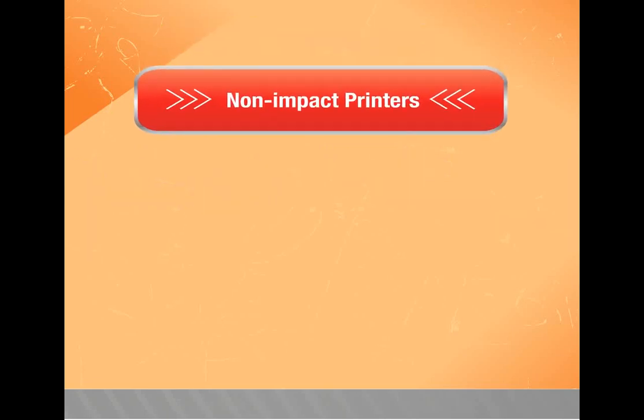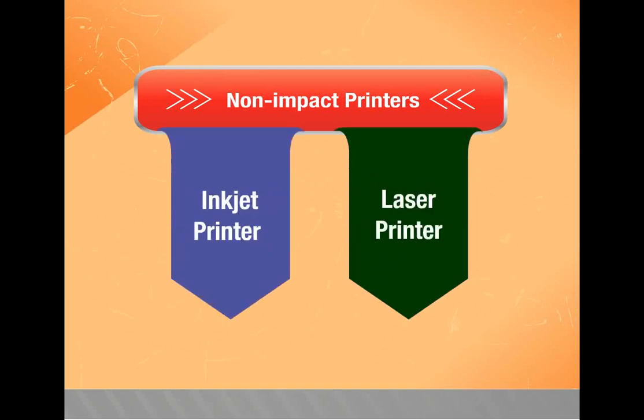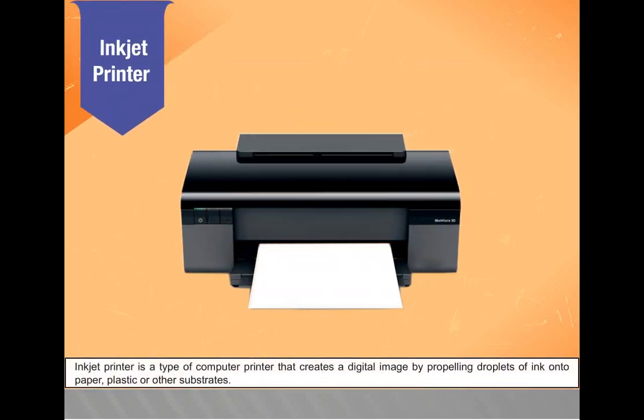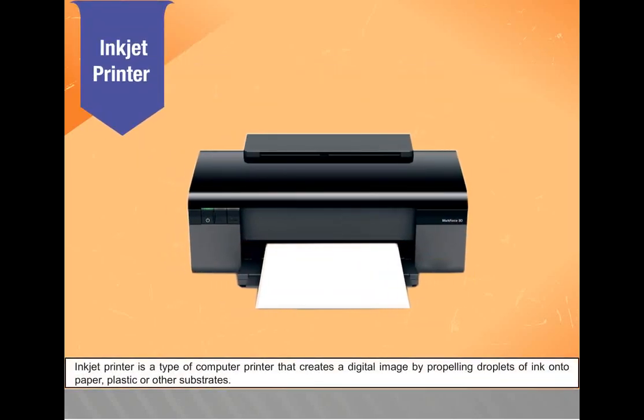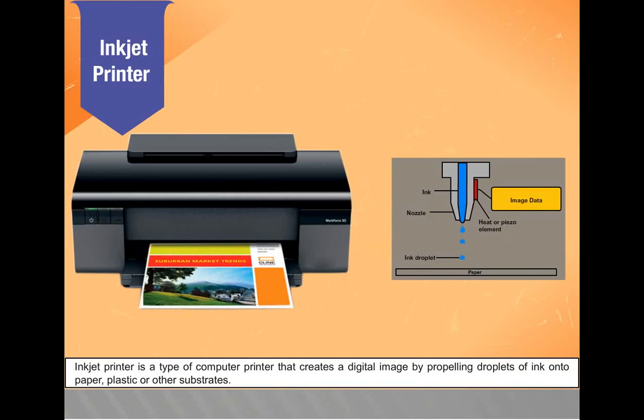Non-impact printers are classified into two types. They are inkjet printer, laser printer. Inkjet printer. Inkjet printer is a type of computer printer that creates a digital image by propelling droplets of ink onto paper, plastic, or other substrates.